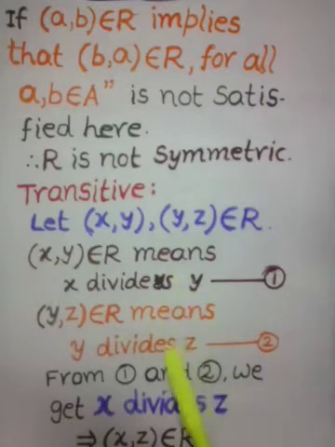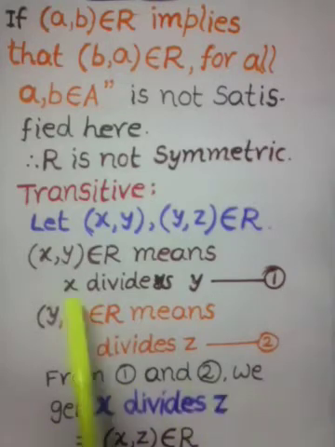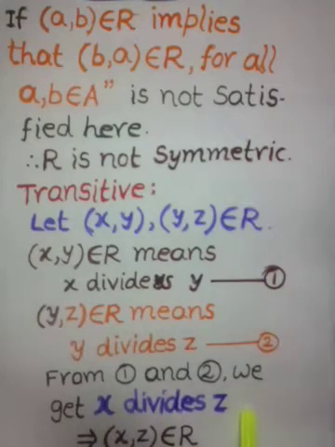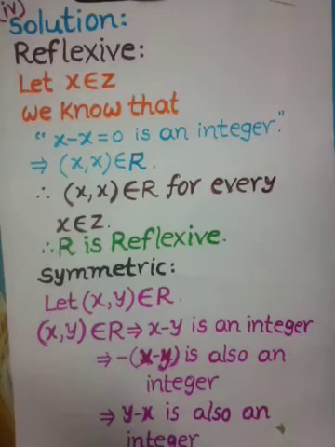If you observe these two statements, 1 and 2, we can say that x divides z, because x divides y and y divides z. That implies x divides z. x divides z means we can write the ordered pair (x, z) belongs to R, because the elements x and z are satisfying this rule. Understood, my dear children?